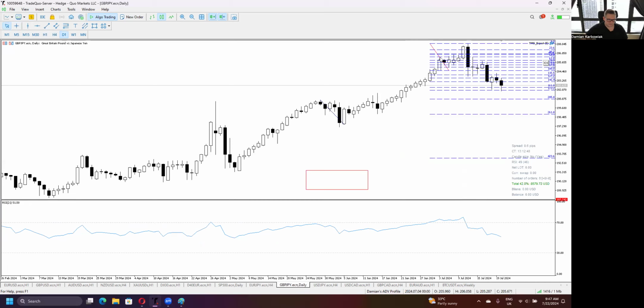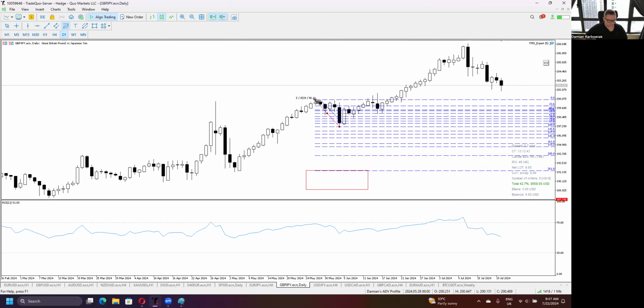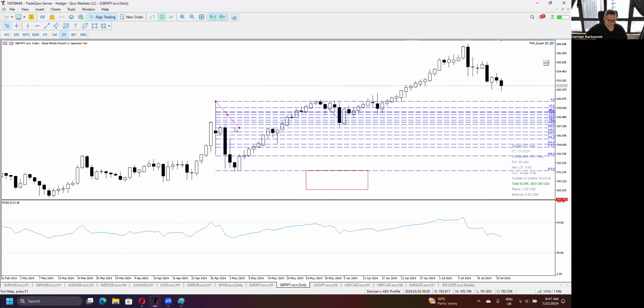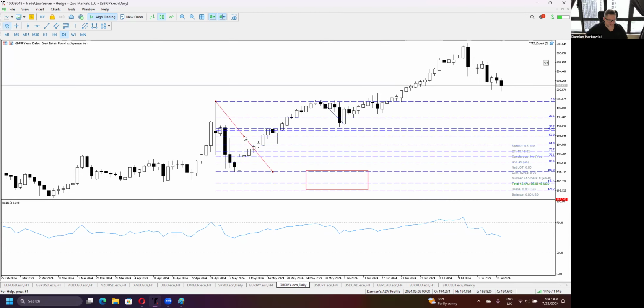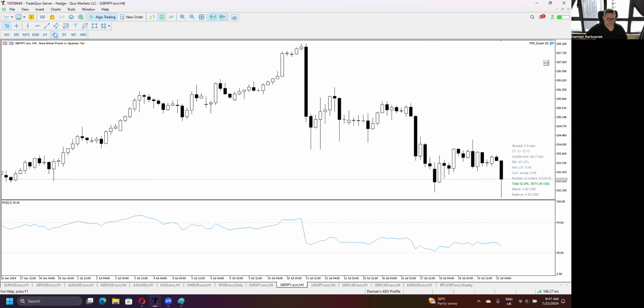GBP JPY, I guess we have a similar story here. Overbalance of the first one. We are in front of the next 1-to-1. Check. Pick. Same story. All you have to do is to choose which market looks better for you.